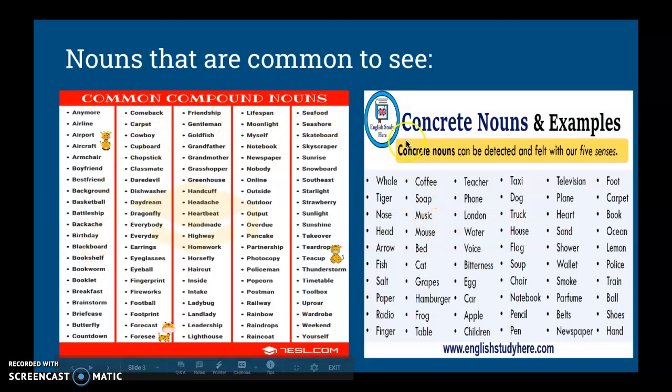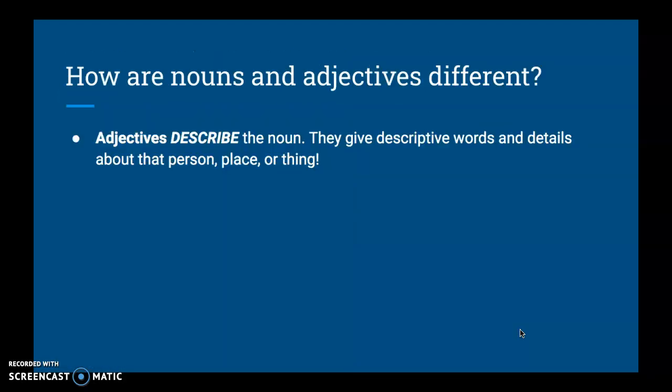These are common nouns and these are concrete nouns. So these are more that you'll see every day, as well as these. So we've got bookshelf, earrings, everyday, heartbeat, headache, nose, music, London, truck, heart, book, ocean, pen. You get the point, but these are all nouns.